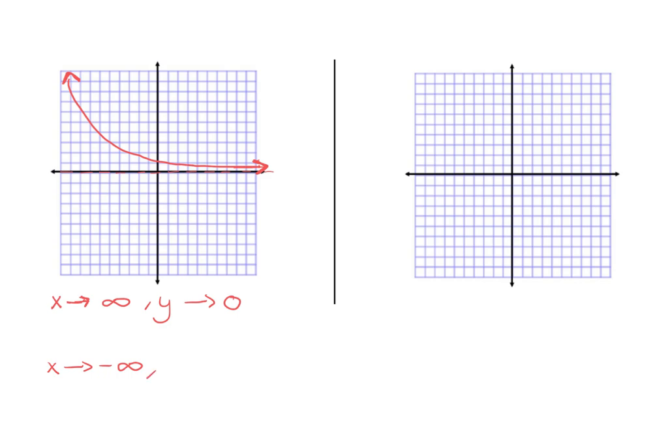Okay, so if x approaches negative infinity, we're going left. Well, the y values are going up. Y values are approaching infinity.